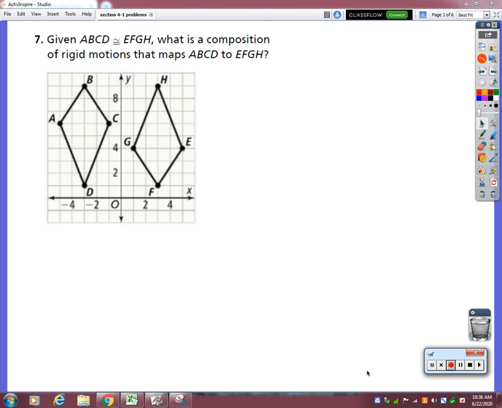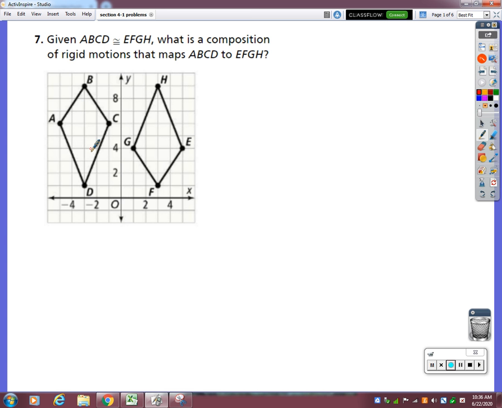All right, so let's take a look at some answers here to the 4-1 problems. There weren't very many problems to do because there's not much going on there. What is the composition of rigid motions that maps this figure onto that figure?